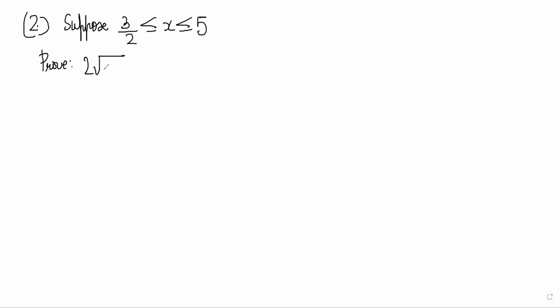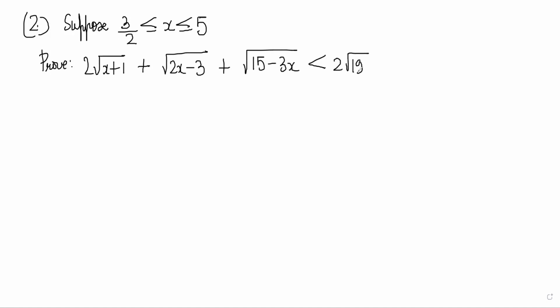Second question. Here we have, suppose 3 by 2 is less than or equal to x less than or equal to 5, we have to prove that 2 root over x plus 1 plus root over 2x minus 3 plus root over 15 minus 3x is less than 2 root over 19. Right. So now this looks like an annoying question with different radicals here. What we will do is we'll look at the function y is equal to root x and think about whether it is convex or concave on this interval, right?